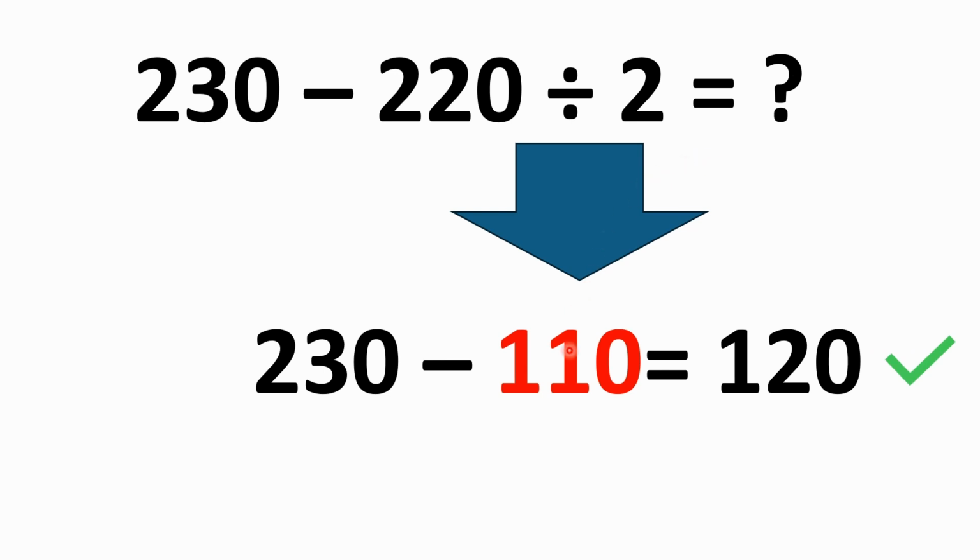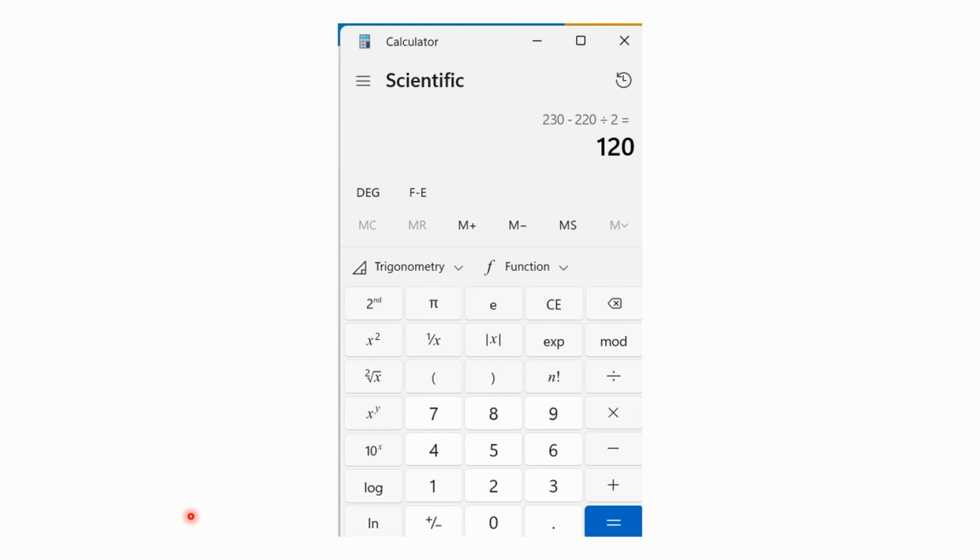220 divided by 2 is 110. And then from there, it's pretty simple. 230 minus 110 equals 120. So pretty simple. You can enter this into a scientific calculator, and you'll also get 120.